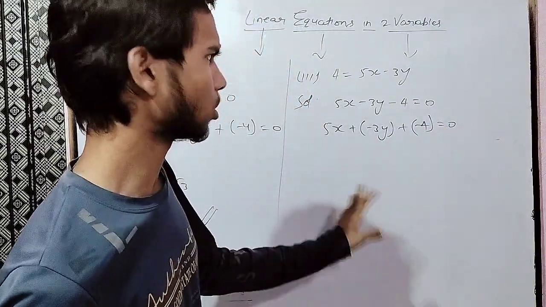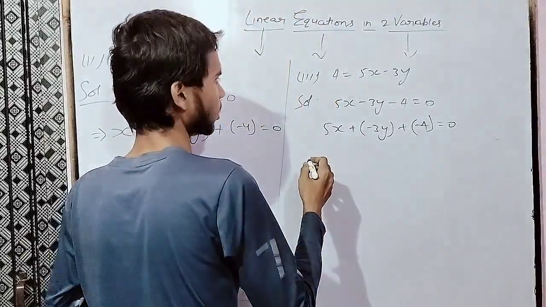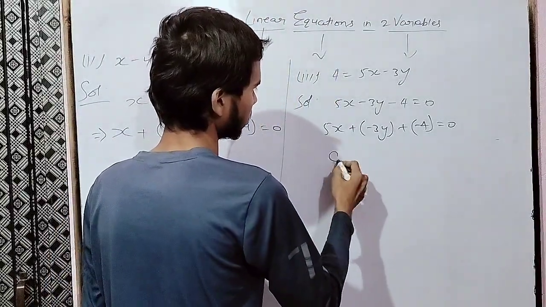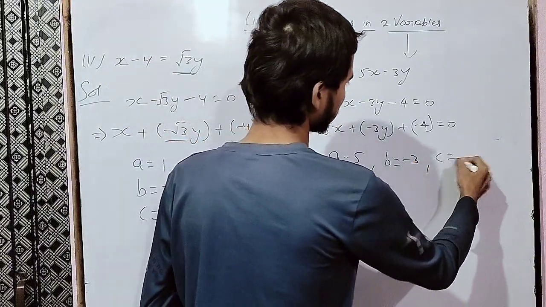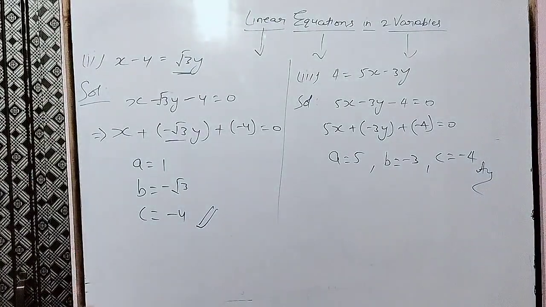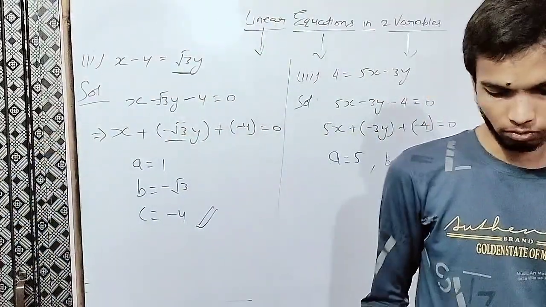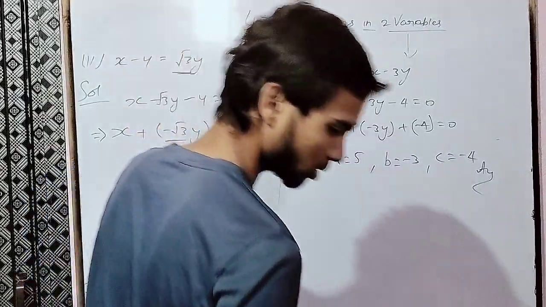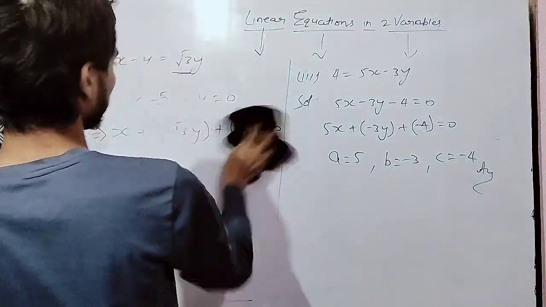Okay. Now you are able to tell how much a, b, c are. In place of a is a 5, in place of b is minus 3, in place of c is minus 4. Like that. This was very easy. Just we were doing it as a practice. Now next is a little different from this. Would you like to see?